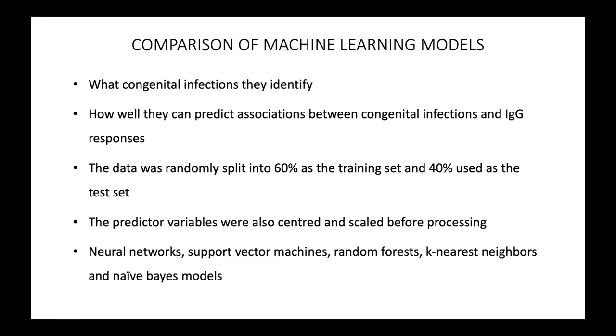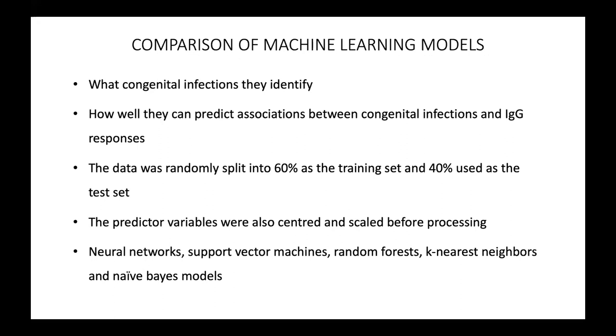So then I went ahead, because I had just used random forest, so I wanted to look at other machine learning algorithms and how they perform, and which congenital infection they will predict to have an association with the responses that we are seeing, and how well they are predicting these congenital infections. So I split my data into 60% as the training set and 40% as the test set. And then my predictor variables were centered, really just for scaling, to make sure that what I'm processing will make sense. And I tested neural networks, support vector machines, I added the random forest from earlier, and naive Bayes models.